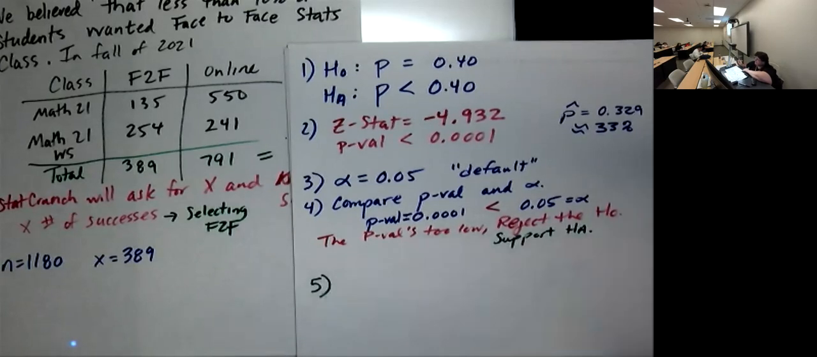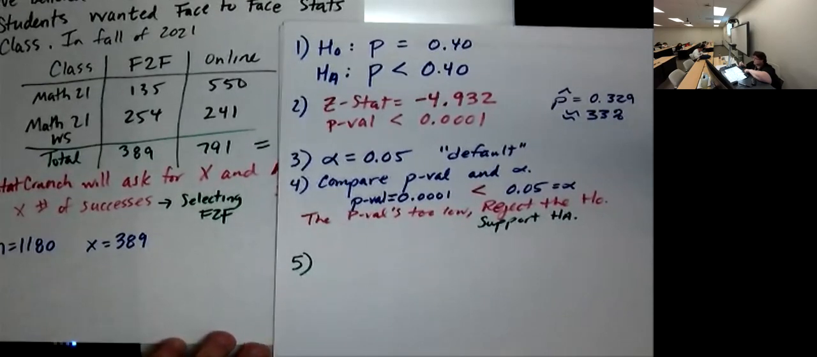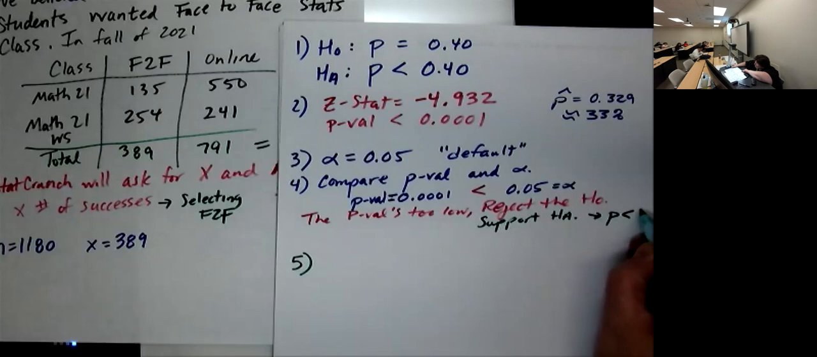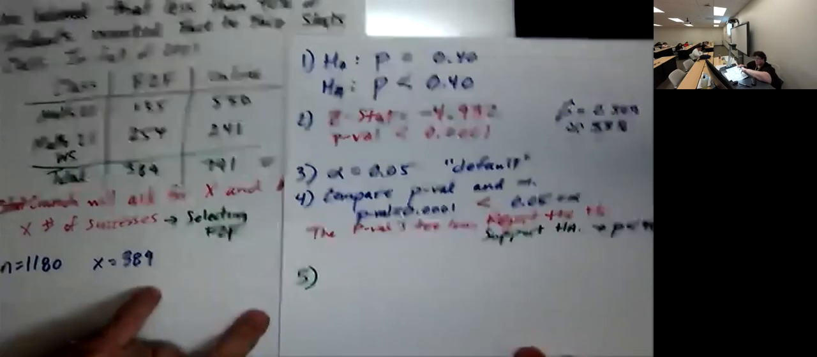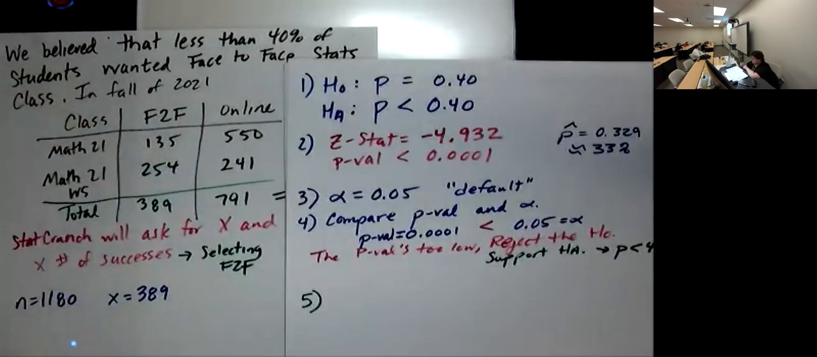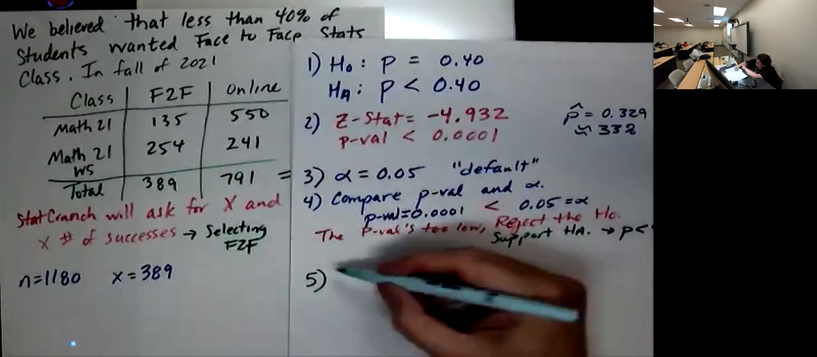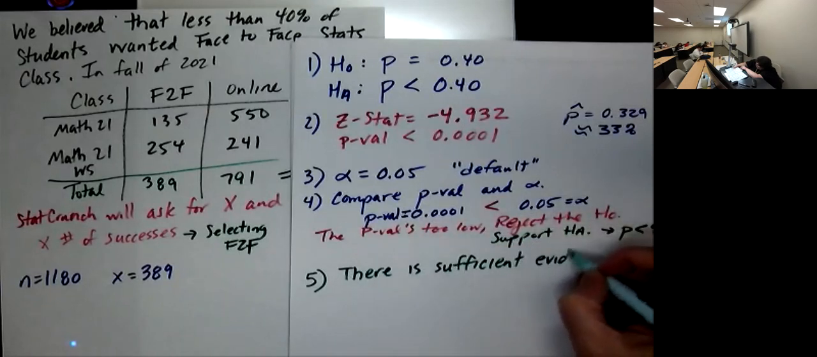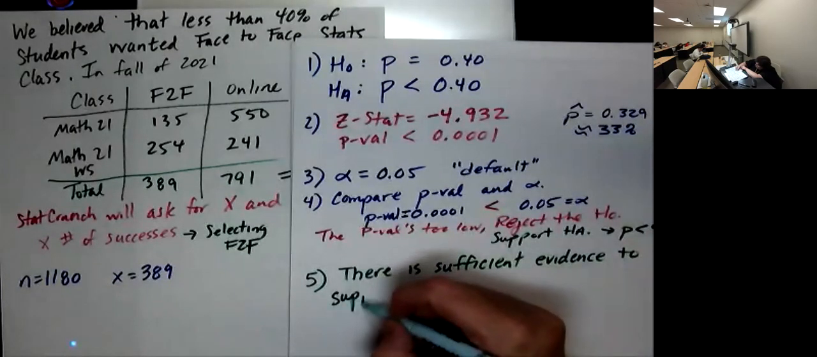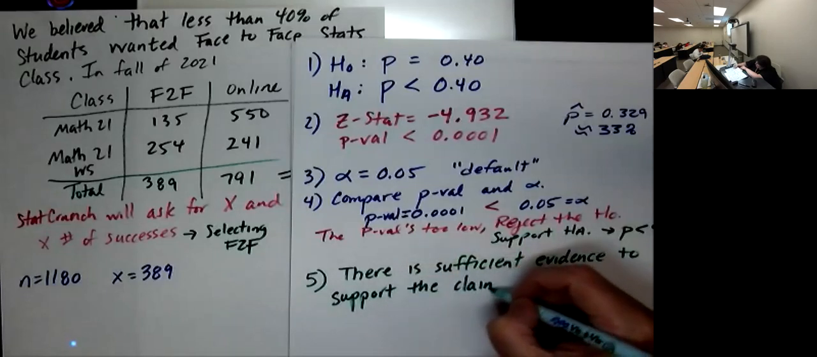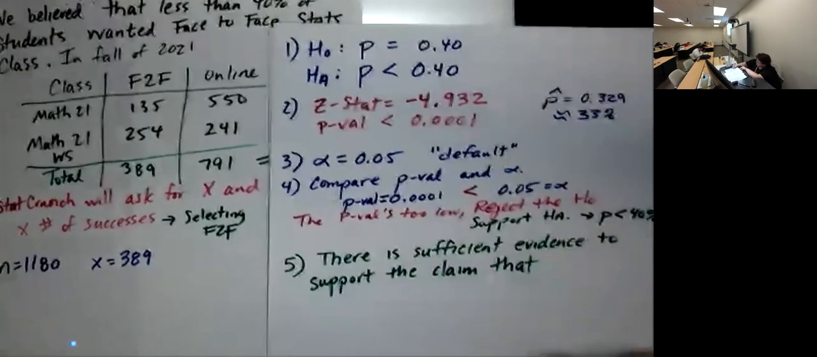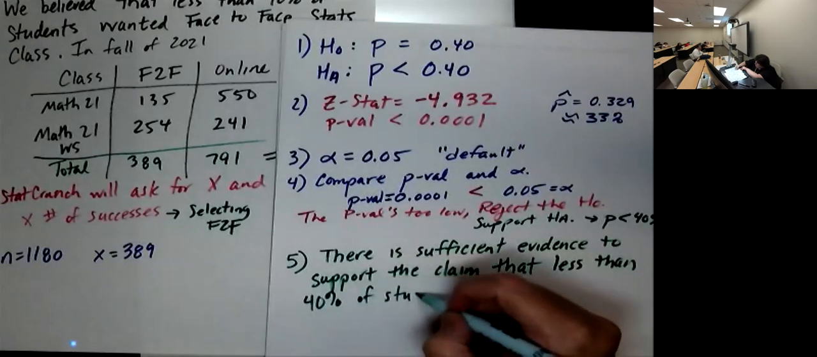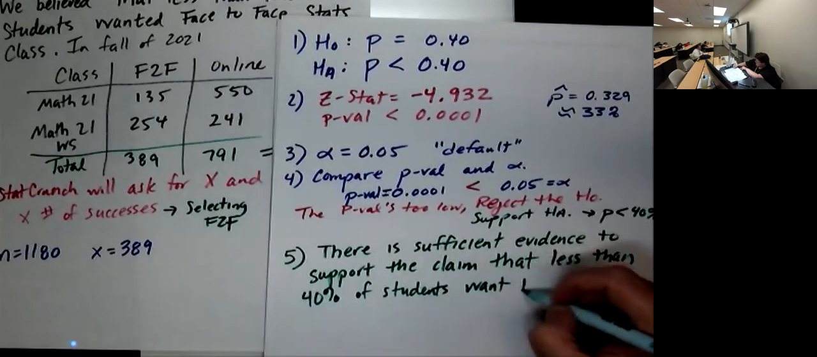And that's what our statement is going to be about. Our statement of conclusion will be supporting HA. HA was that the proportion is less than 40%. And that's what it said in the sentence over here. So when I write up my sentence: there is sufficient evidence to support the claim that less than 40% of students want face-to-face statistics classes.